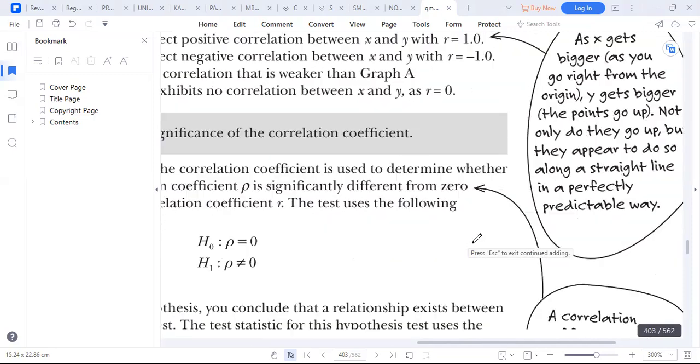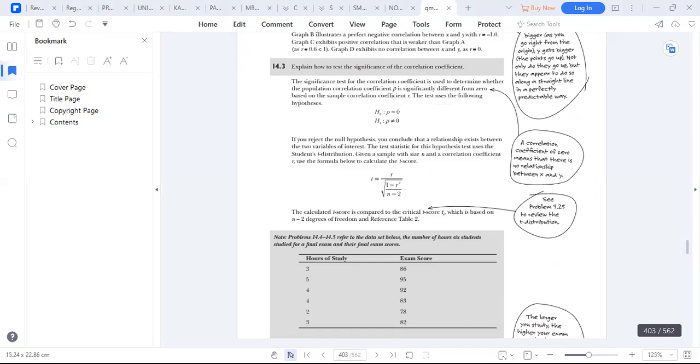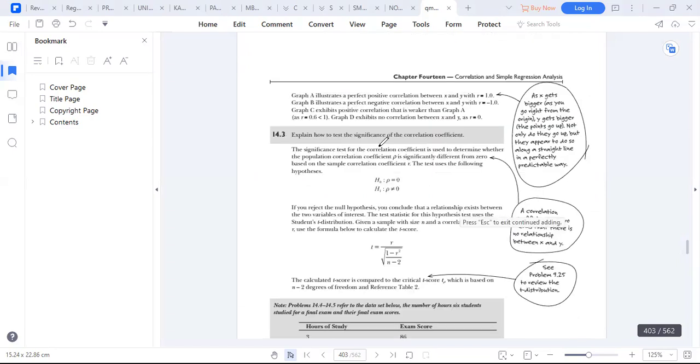Okay? So now that is where we're going to learn how to come up with what? The significance of the correlation. So to identify the significance of the correlation, we use a t-test. The significance of the correlation is used to determine whether the population coefficient is statistically different from 0 or not. So if our rho is equal to 0, it means there's no relationship at all. If our rho is not equal to 0, meaning there is a relationship.